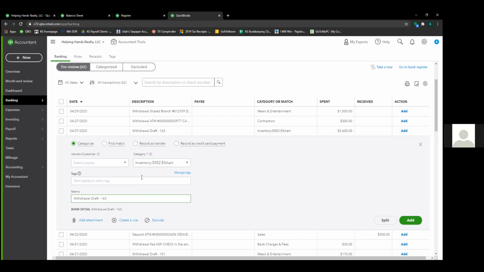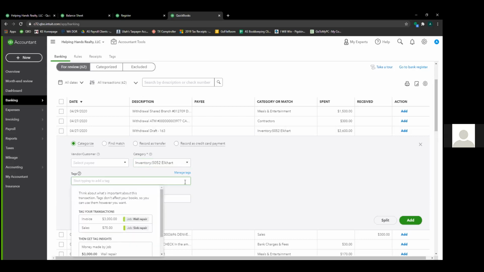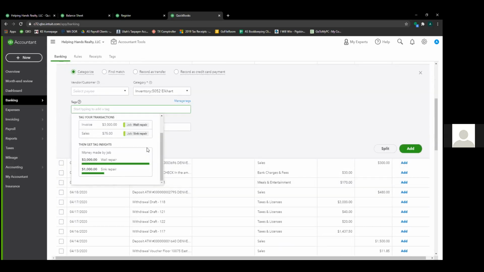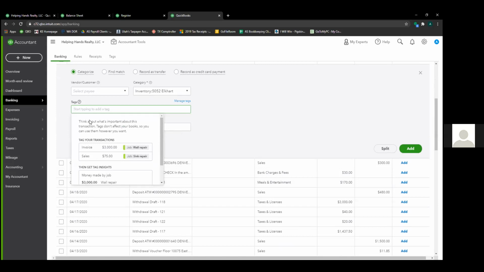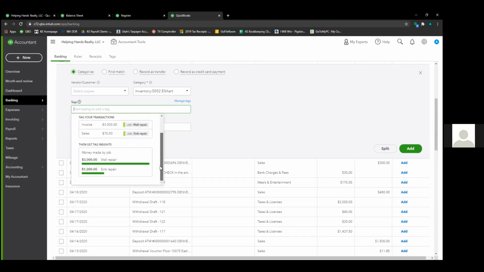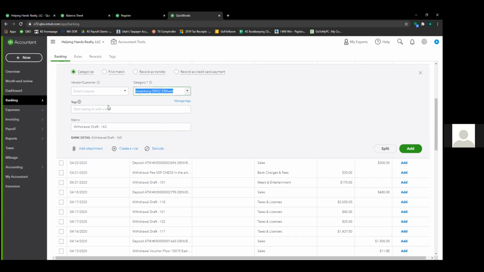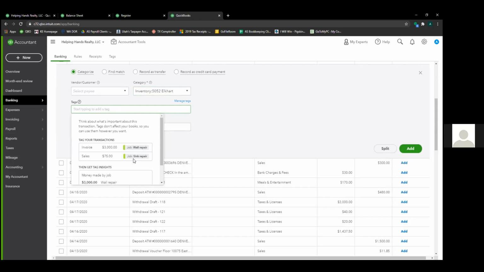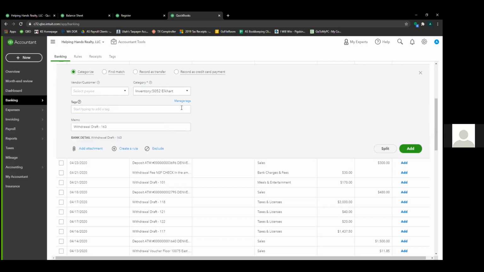What is tags? Is that relevant? So tags is kind of new to QuickBooks Online. You can tag it, so think about what's important to your transactions. Tags don't affect your books, so you can use them however you want. If you wanted to tag this as the Elkhart, maybe you did a bunch of plumbing, or maybe this was landscaping, you could tag it if you wanted. It's not required. It's not a huge deal. We typically don't use them.